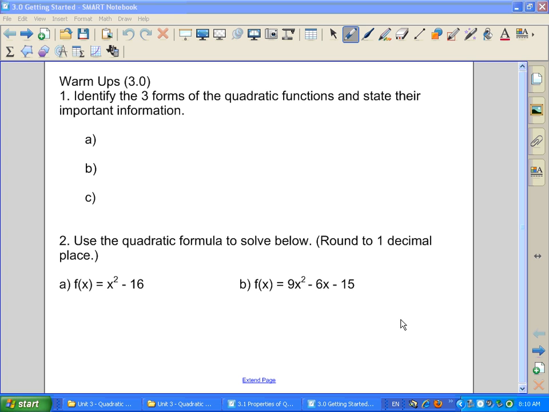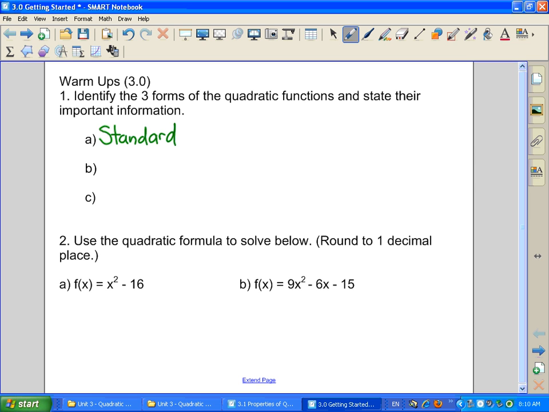Warm-ups 3.0. Number 1, identify 3 forms of the quadratic functions and state their important information. So this is a review of grade 10. The first one we'll take a look at is standard form. Standard form is f of x, or used to be y, equals ax squared plus bx plus c. And again, the important piece of information given in this form is that the c equals the y-intercept.